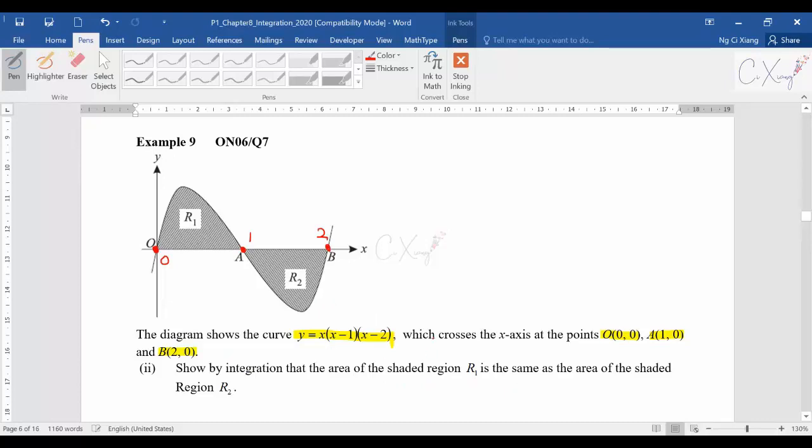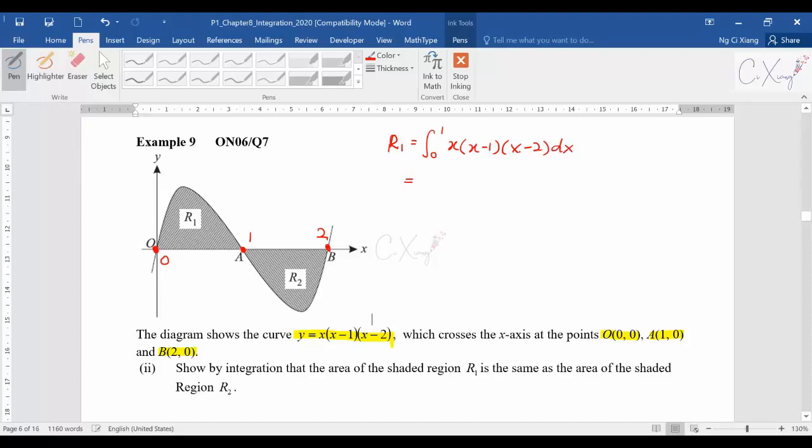the area of the shaded region R2. So now we want you to find out the shaded area for R1 and R2. Maybe I can find it out separately. R1 is the integration from 0 until 1, and the equation that you have is x(x minus 1)(x minus 2) dx.